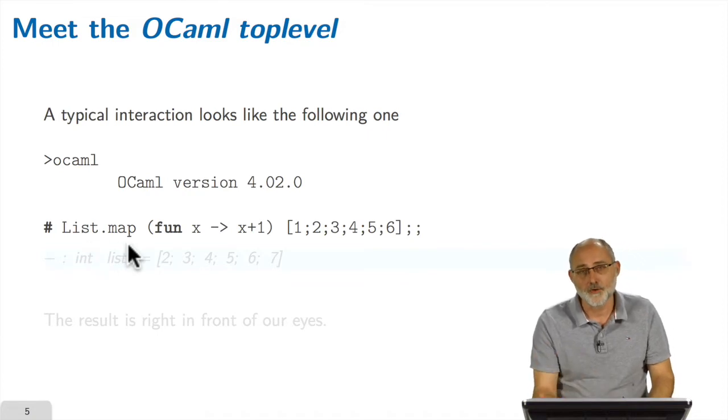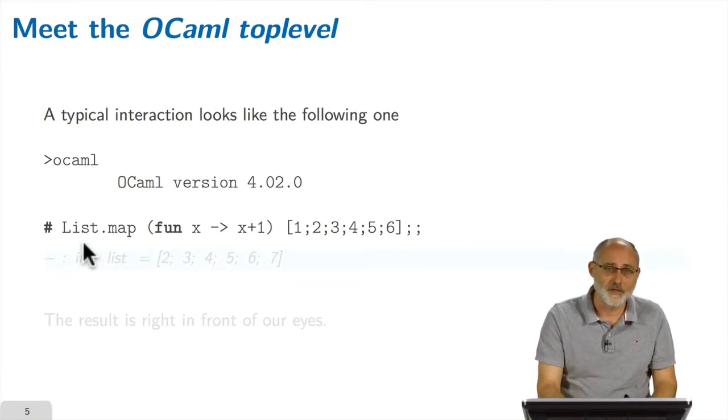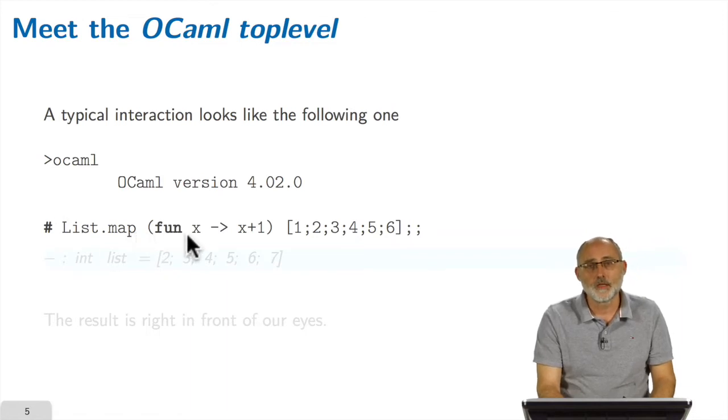Well, you don't know the language yet, but let me just go through what this means. So we are calling the map function in the List module. We are passing to this map function another function, which is a nameless function. It just waits for an x and gives you back x plus 1, so it's a successor function. And then it takes a list. Yes, this is syntax for representing a list that has 6 elements, from 1 to 6.